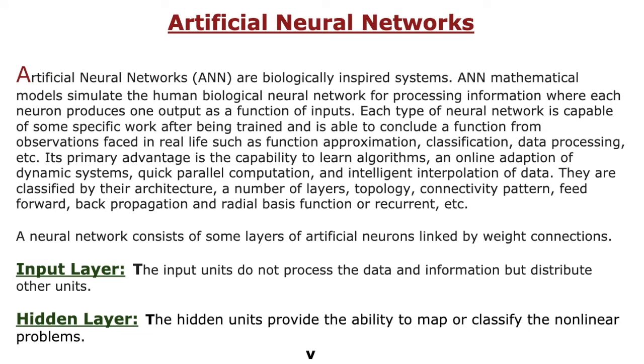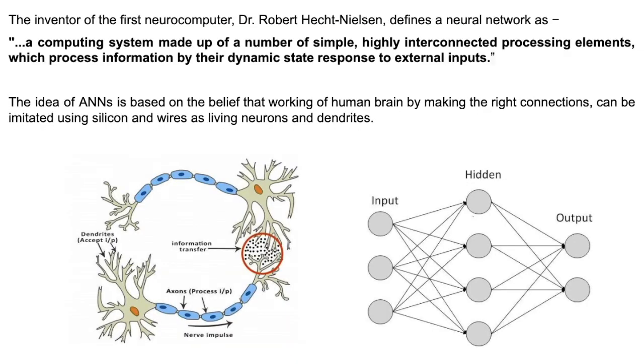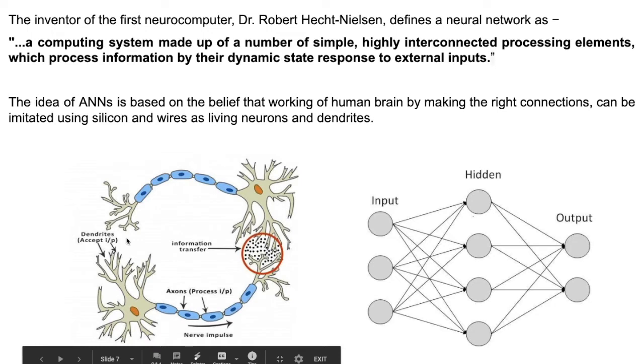What is an artificial neural network? The inventor of the first neurocomputer, Dr. Robert, defines a neural network as a computing system made up of a number of simple, highly interconnected processing elements which process information by their dynamic state response to external inputs. This is the basic structure of ANNs.